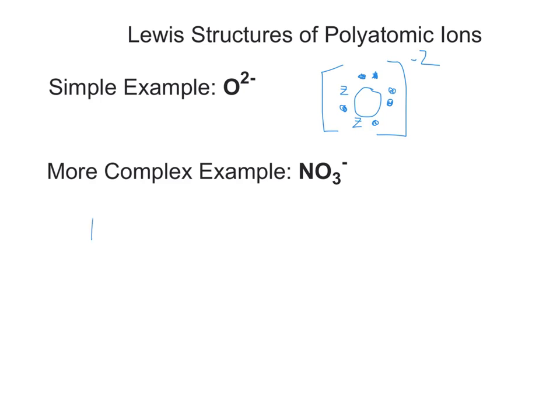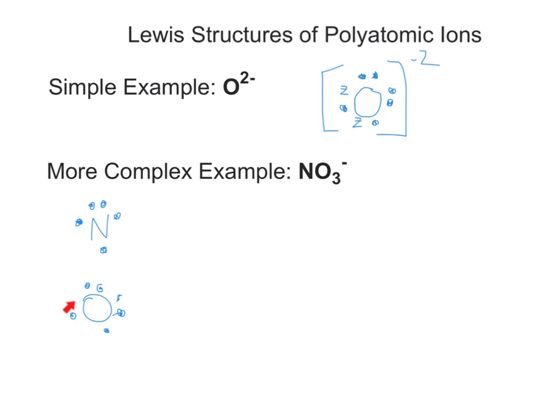Off to the side, I am going to draw the Lewis structures of the elements all by themselves. Nitrogen has 1, 2, 3, 4, 5 valence electrons, 2 on the top, and then 3 separate. And oxygen itself has 1, 2, 3, 4, 5, 6 valence electrons. Nitrogen can make 3 bonds, here and here and here, and that's how it'll get its octet.